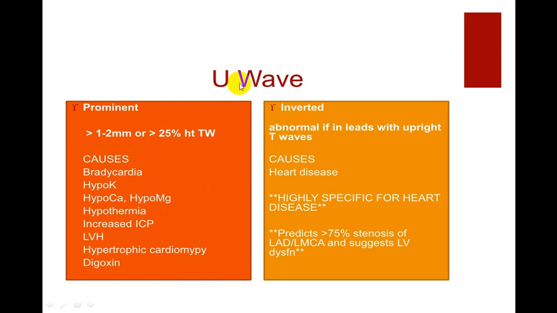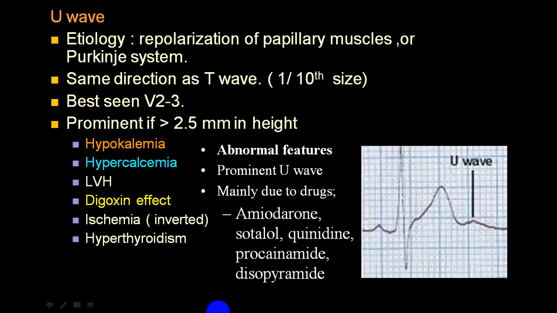While if the U wave is inverted, meaning it is in the opposite direction of the T wave, it is abnormal if the lead has an upright T wave and the U wave is inverted. It is characteristic of some heart diseases, mainly acute stenosis of the LAD or LMCA, and there is LV dysfunction. You might have an appearance of a U wave. I'll show you some of the ECGs. These are all the conditions.